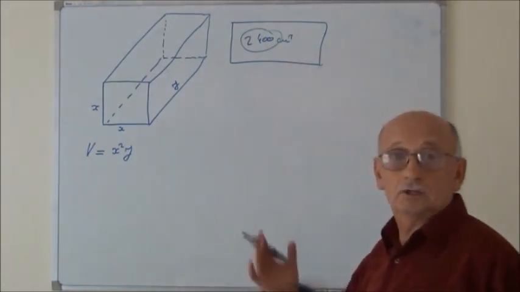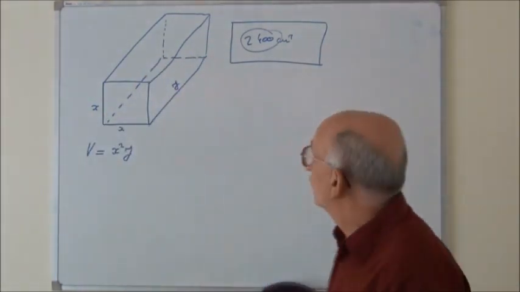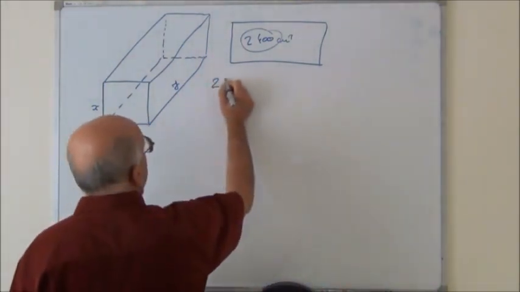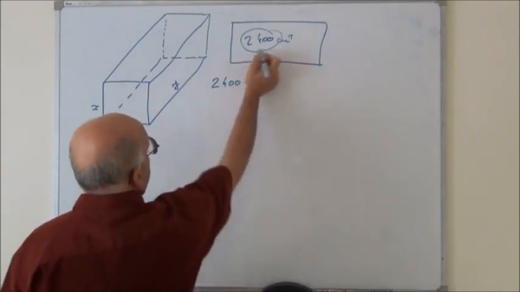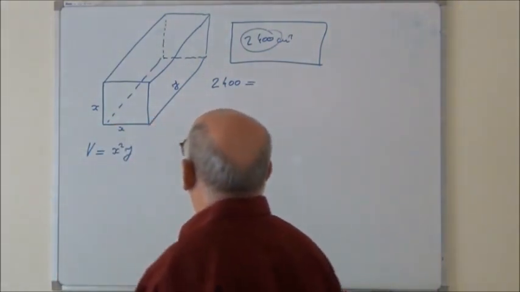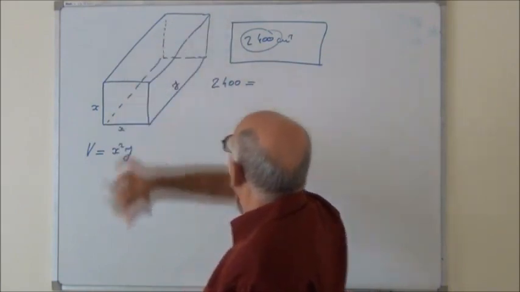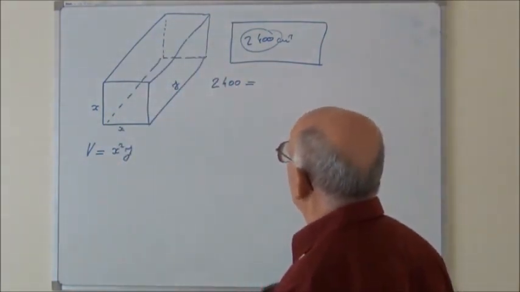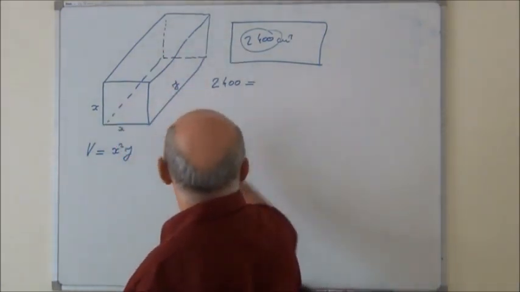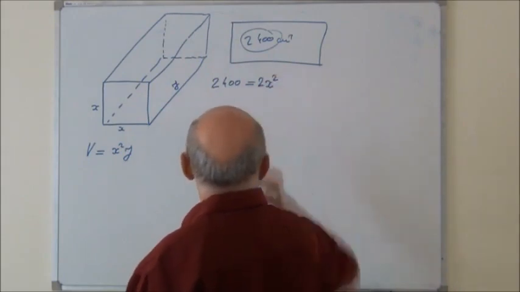Basically this number is nothing else than the total surface area of this box, and the total surface area in this case is 2,400 centimeters squared. We have two of those sides, and the area of cardboard to form those two sides is x times x, which is x squared, but we have two of them, that is 2x squared.